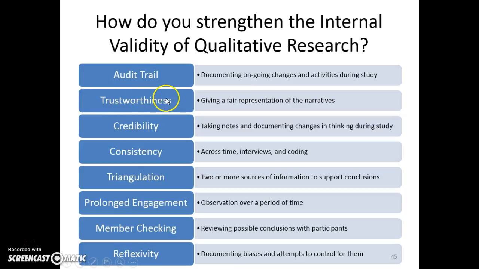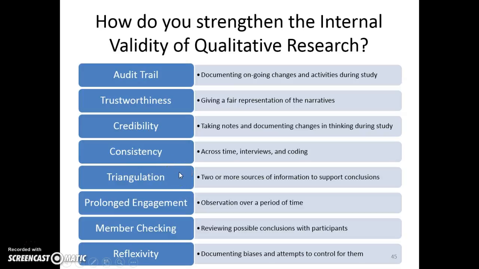You want to make sure it's trustworthy, so make sure that you are checking your bias and making sure you're representing things fairly and not the way that you want them to be seen, which means include information that may not be favorable to you or your research question, but be credible as well. That means give yourself credit. If you see things that happen throughout the study, whether they're positive or negative, take notes, document that. Be consistent. So use the same process, ask the same questions, follow the same process as much as possible.